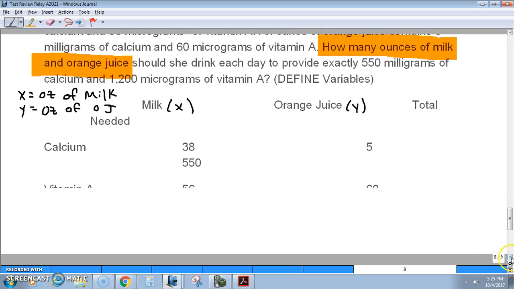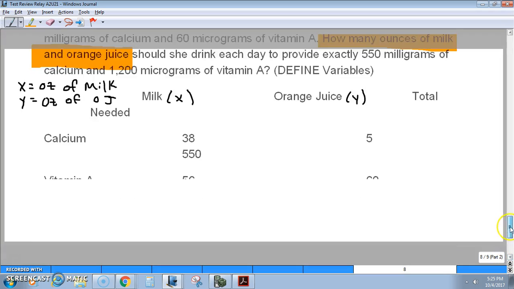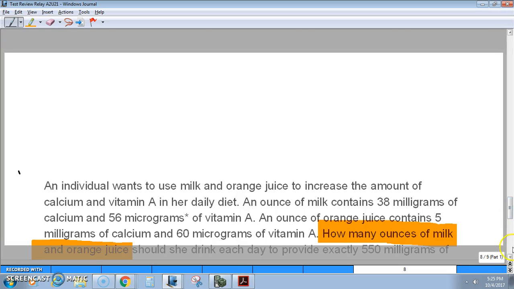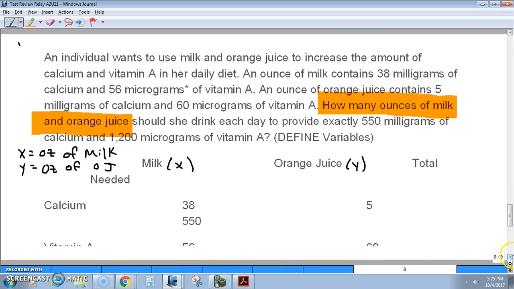Now this, oh, that's weird. The whole table didn't come out. Sorry, guys. Let me slow down here.